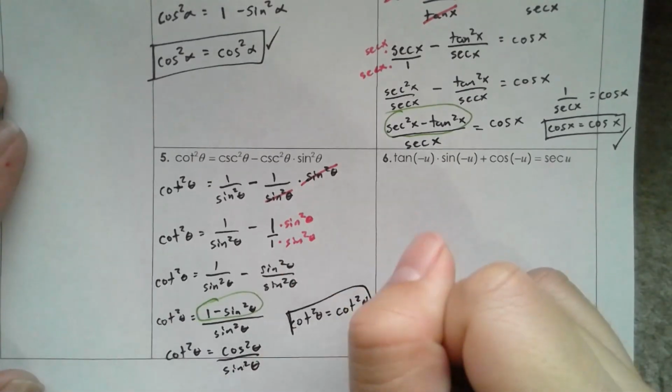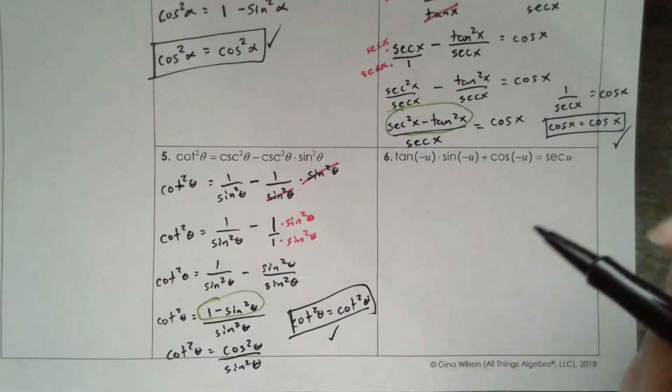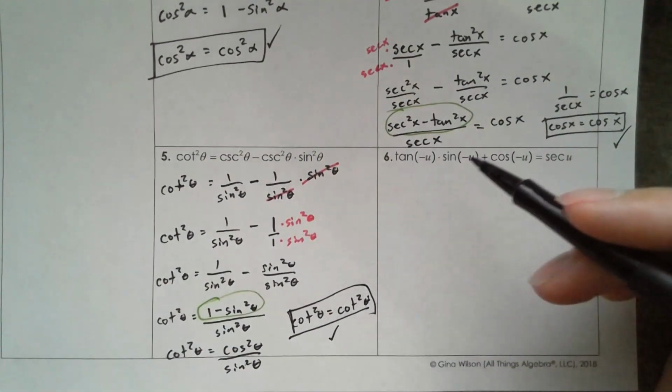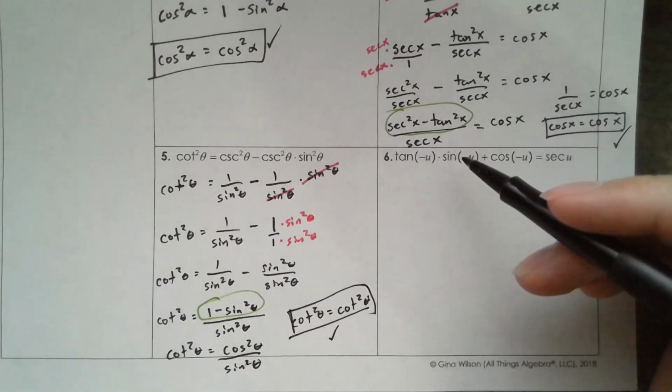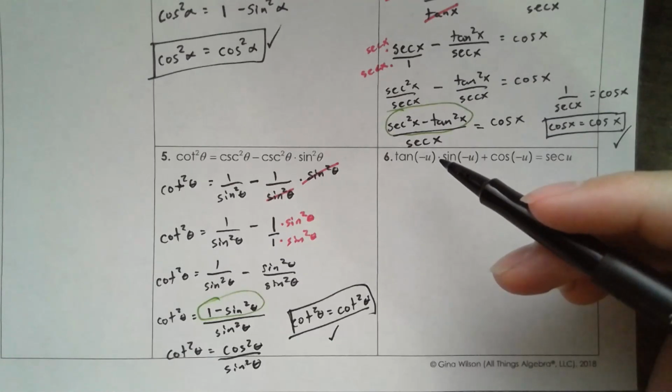Okay, skip 6. We're not going to do problems like this. These do take the even-odd identities, but we're not going to worry about these type of problems.